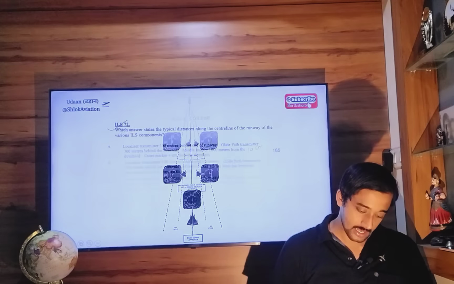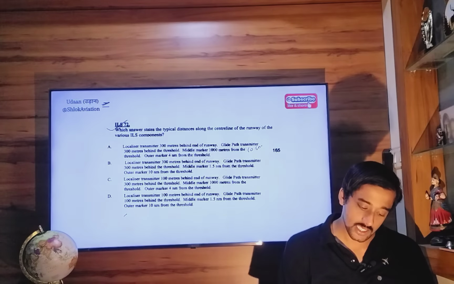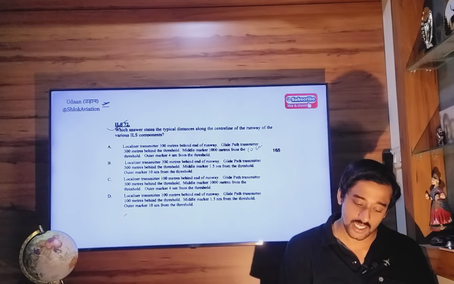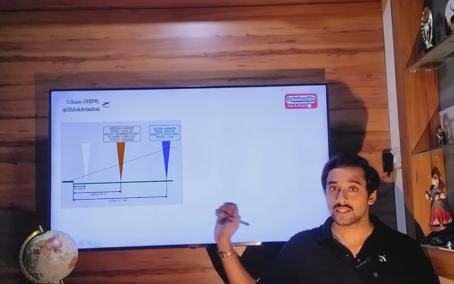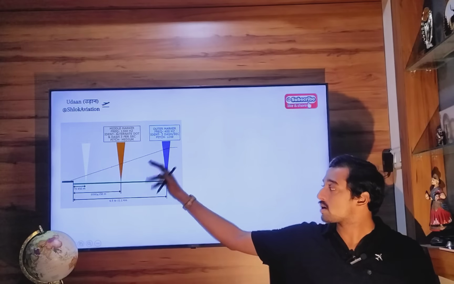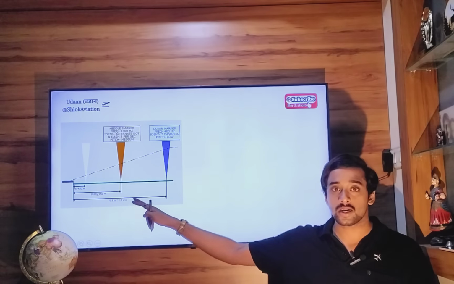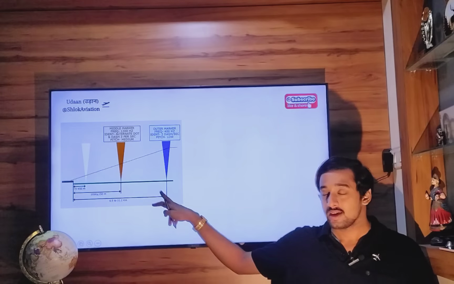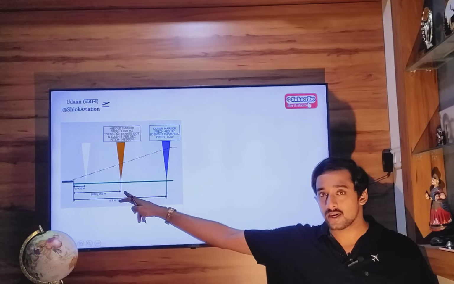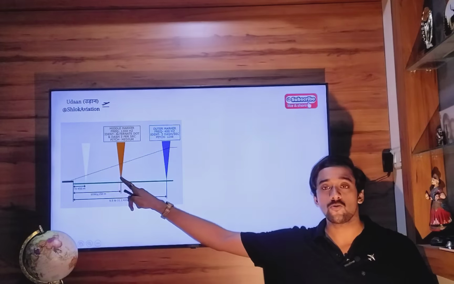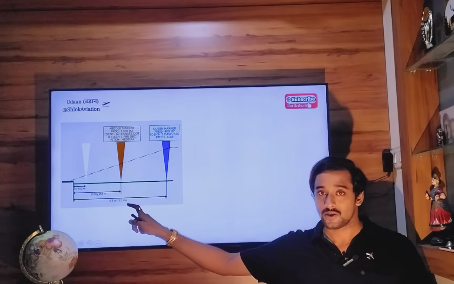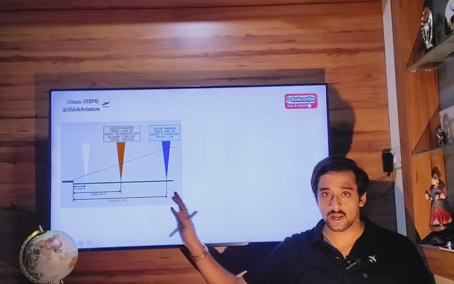Okay. Next. Which answer states the typical distances along the center line of the runway? Remember, first let's address the marker beacons. The outer marker is 6.5 to 11 kilometers from the runway. The middle marker is 1 kilometer, and the inner marker is 75 to 450 meters from the runway, very close to the runway.